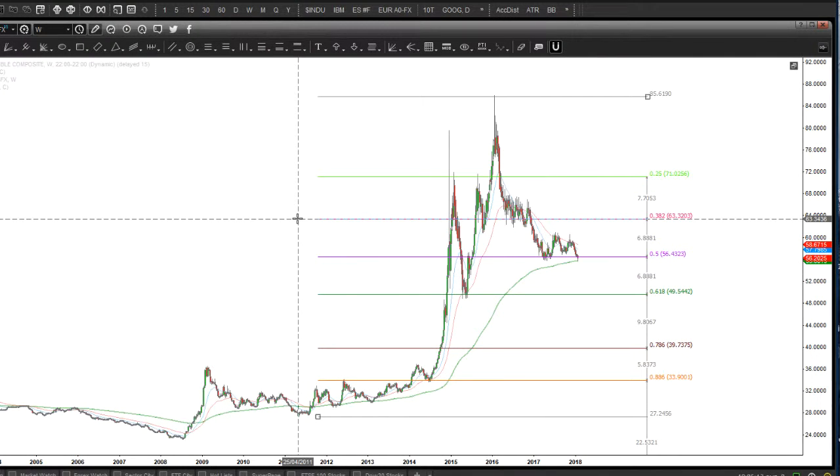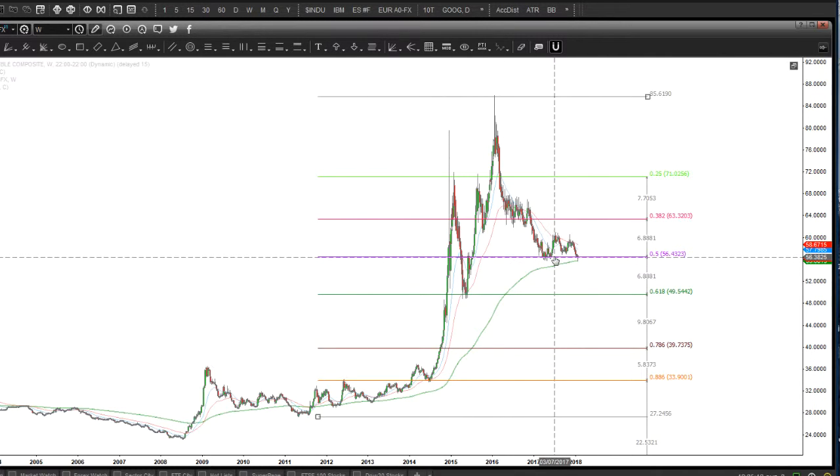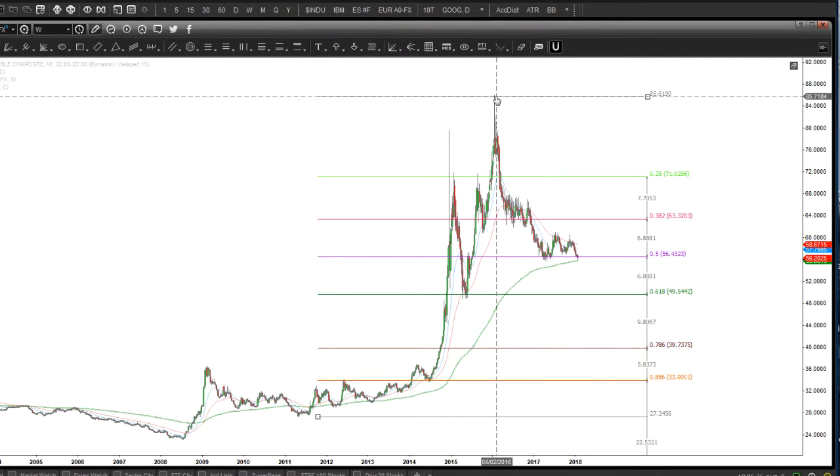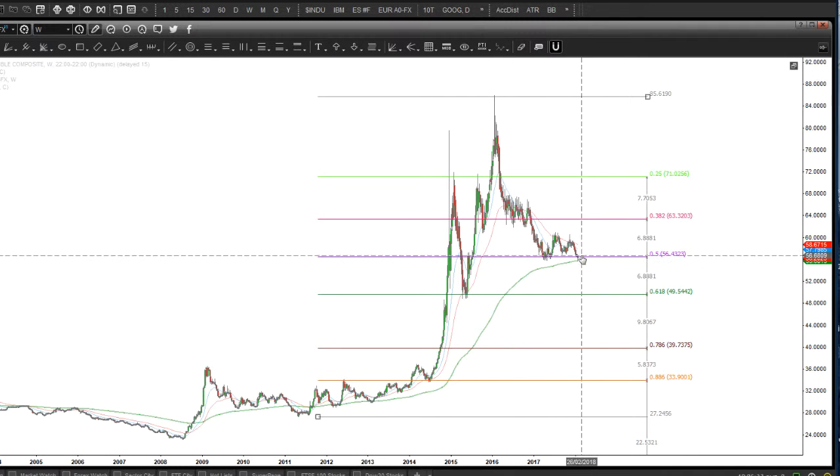Now, I just want to bring your attention to the US dollar versus the Russian ruble. We can see here that the US dollar has fallen to the 50% Fibonacci retracement level from the low of 2011 taken to the high of 2016, and we're just at that 50% Fibonacci level, and we've seen that since the last time we saw price at this level earlier in 2017.